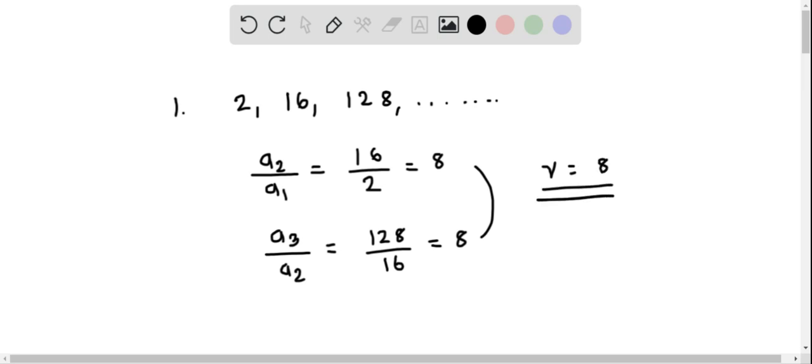Since the ratio is the same between any two consecutive terms, we say that the sequence is a geometric sequence. This is a geometric sequence.